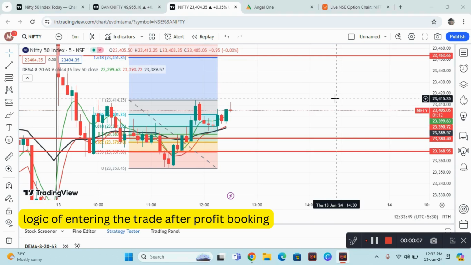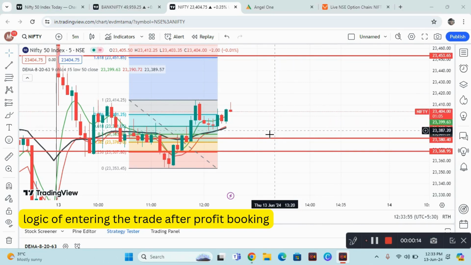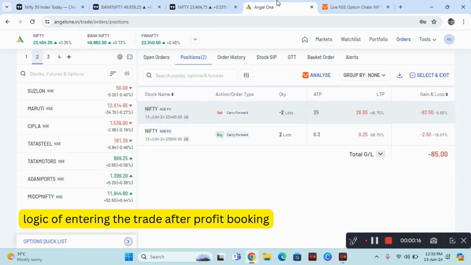I could not wake up early in the morning. Just now I entered the trade in Nifty 50 since it has expiry. I entered here. It's showing us a loss, no issues, but we'll wait. I will give the explanation of why I entered the trade, the logic and the reasoning.